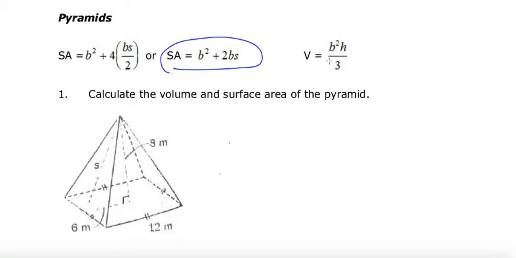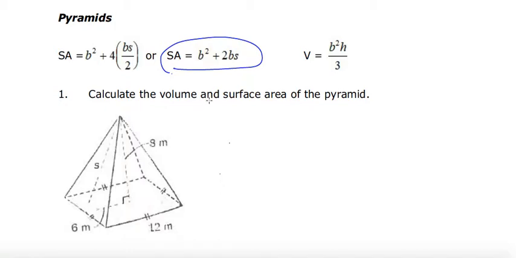And the volume of the pyramid comes from the fact that there is a square base, base squared, times the height of my pyramid, divided by 3. Just like 3 cones would fit into a cylinder, 3 pyramids would fit into a prism where the bases are exactly the same. So we're going to calculate the volume first.